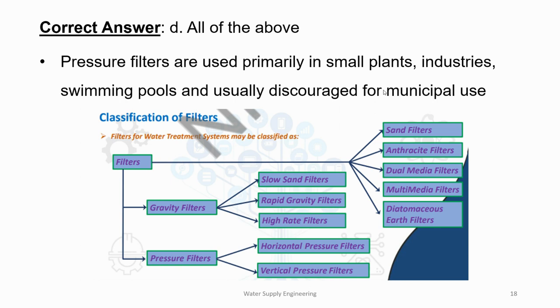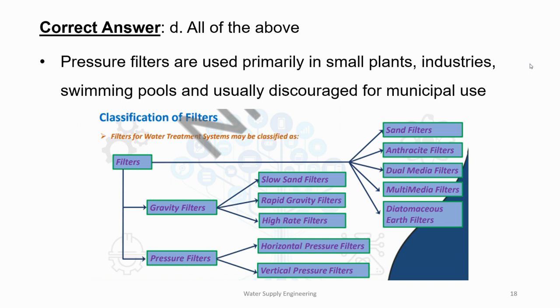So, we have different types of filters for the water treatment systems. It may be classified as gravity filters, pressure filters, depending upon the mode of transport adopted or mode of transport that is used for the filtration process.